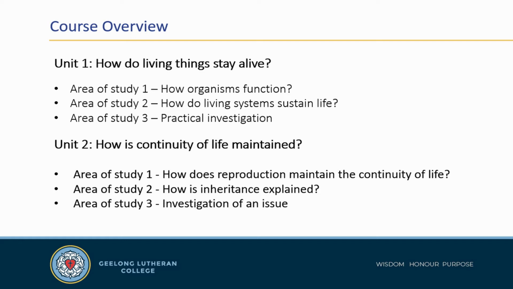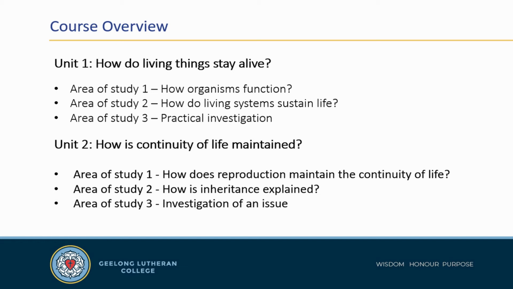In Area of Study 2, students examine adaptations of a range of organisms that enable them to survive. They examine how homeostatic mechanisms maintain the internal environment, and they explore the importance and implications of maintaining biodiversity and examine the nature of ecosystems. In Area of Study 3, students will undertake a student-directed practical investigation. They choose a question that is related to a topic studied in Unit 1, and then they design their own experiment to investigate their question.